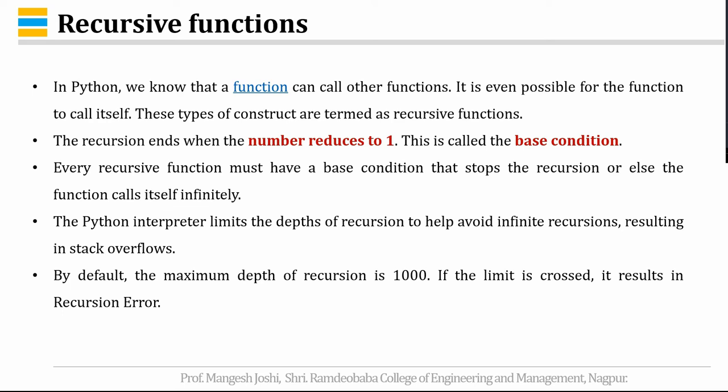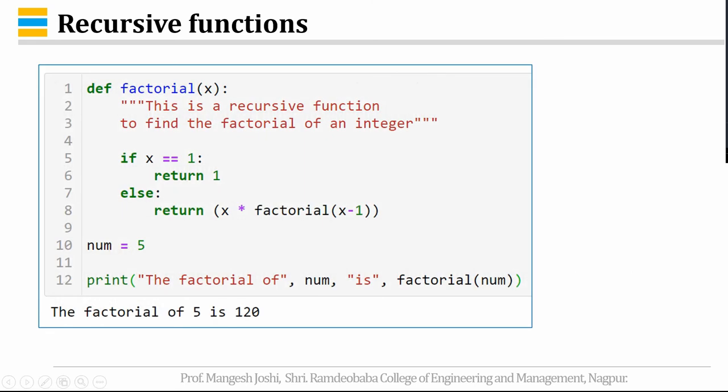Let us understand this using a program. I have defined a function, factorial of x. It is taking only one argument. This part is only comments: this is a recursive function to find the factorial of an integer. These are called multi-line comments, which you have already seen.